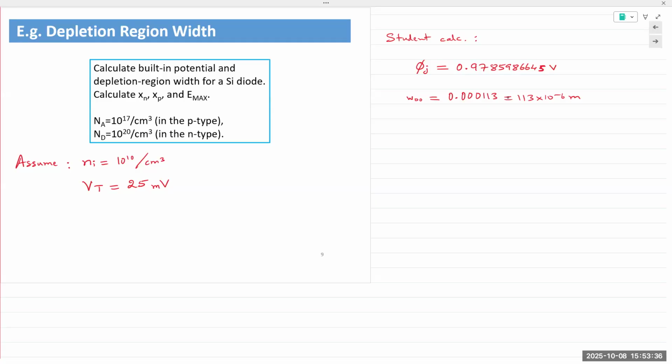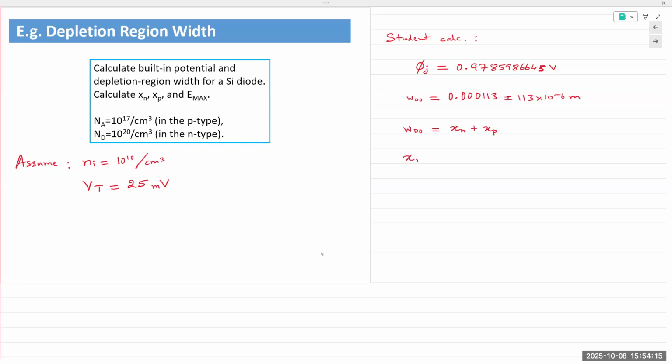Anyway, we have limited time left, so I want to go over the equations for xn, xp, and emax. So WD0, once we have the junction width or the junction depth, a little bit of it is going to extend into the n-type and a little bit is going to extend into the p-type material. The extensions into the material are xn and xp. So for the equations, remember WD0 is comprised of xn and xp because it's extending into both different types of materials.